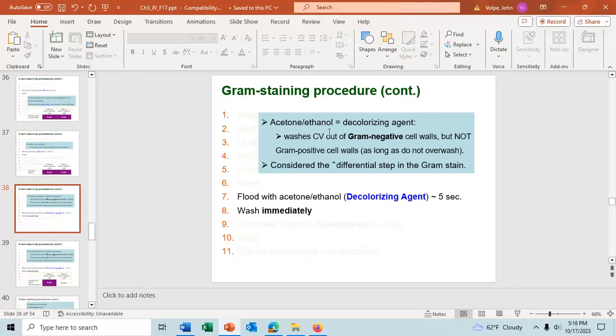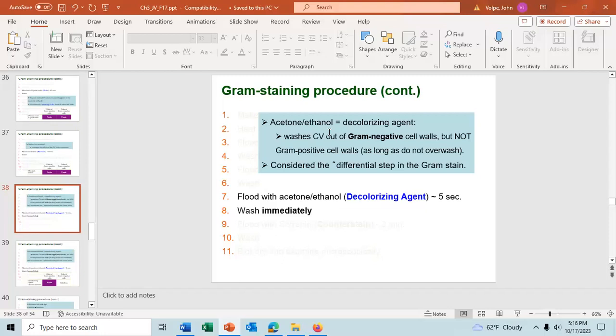If you stop and it's still running blue, you won't remove the crystal violet from the gram-negative cells. And if you continue doing it after the blue stops running, you will actually start pulling out the crystal violet from the gram-positive cells. So it is critical, this decolorizing step.